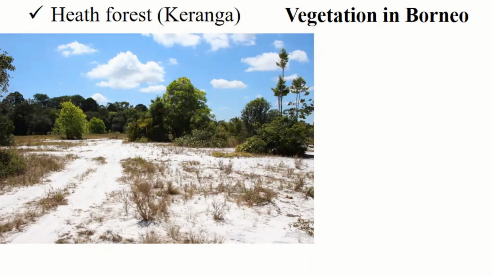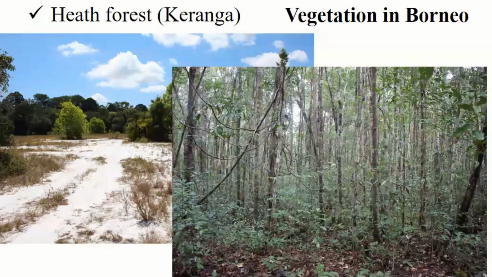Kerangas is an idiom of the Iban language, the local people, which means the land where you cannot grow rice. So basically, they tried to grow rice. It doesn't grow anything, so they abandoned it. And the forest is also called the silent forest because there are not many birds. It's very poor in species richness, but very high in endemic species, obviously, because it's a very strange environment. So you need to be specialized to survive in it. So you have Drosera, you have all the carnivorous plants, and so on and so forth.